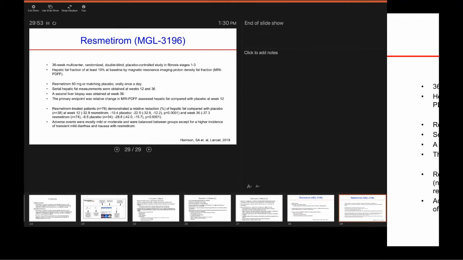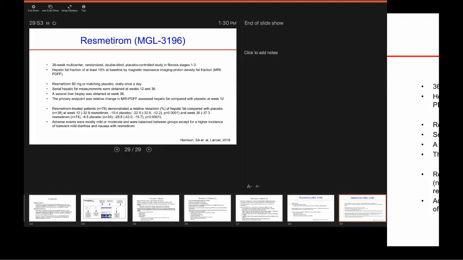We were part of this study, a 36-week multi-center randomized double-blind placebo-controlled trial. The key is that they're allowing fibrosis stage 1. So this is the only study we have that's open for stage 1. If you have somebody you don't think is quite at that 2-3 level, but they have stage 1 fibrosis, as long as they have cardiometabolic risk factors, they can get into this study.